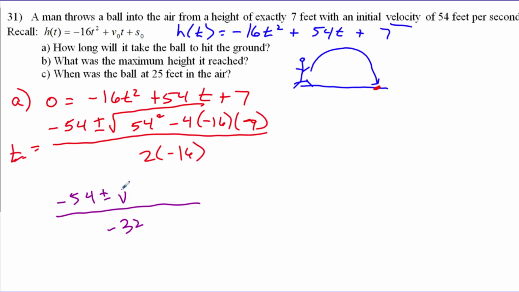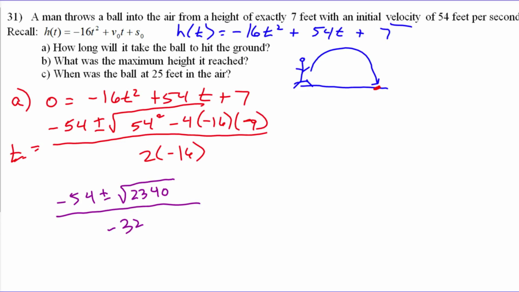And so underneath my radical, I'm just going to simplify just that part. So if I do 54 squared, I get 2916, and I'm going to subtract from that 4 times negative 16 times negative 9, and it looks like I get 2340 as my final answer. Again, this would be a problem where I might have to use my calculator to do the square root of 2340. Let's check and see if that's a perfect square. It's not. It's about 48.4.